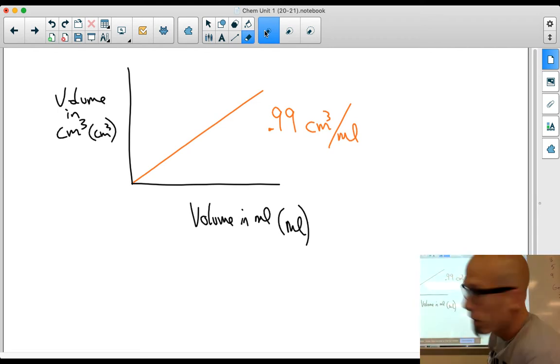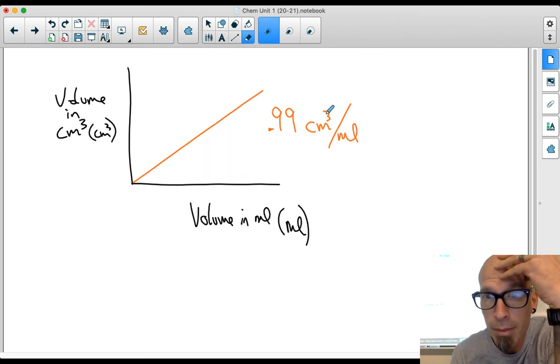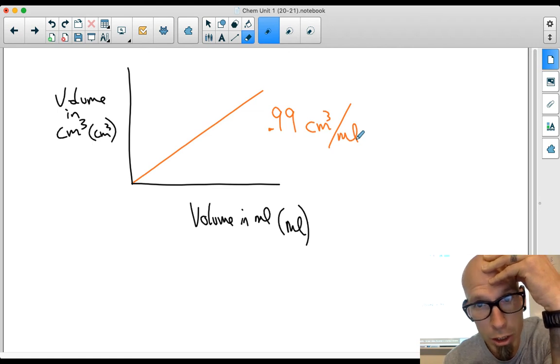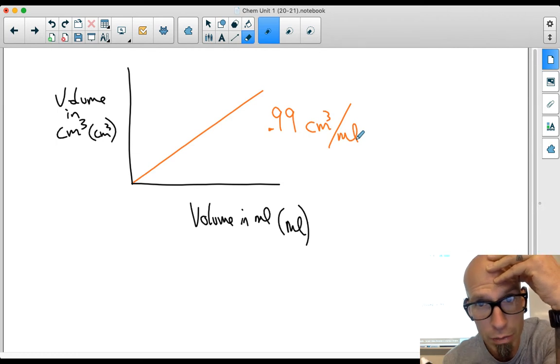Okay, let's see. So there we have the slope. The slope right there, right? 0.99 centimeters cubed per mL. Now, the next question is, how do you write that out in a sentence? Hopefully you can do that. In your comp book right now, you can pause the video and actually write out the sentence how we've been writing them all the time. I'm going to go ahead and write it now. Hopefully you paused it to try it yourself first.